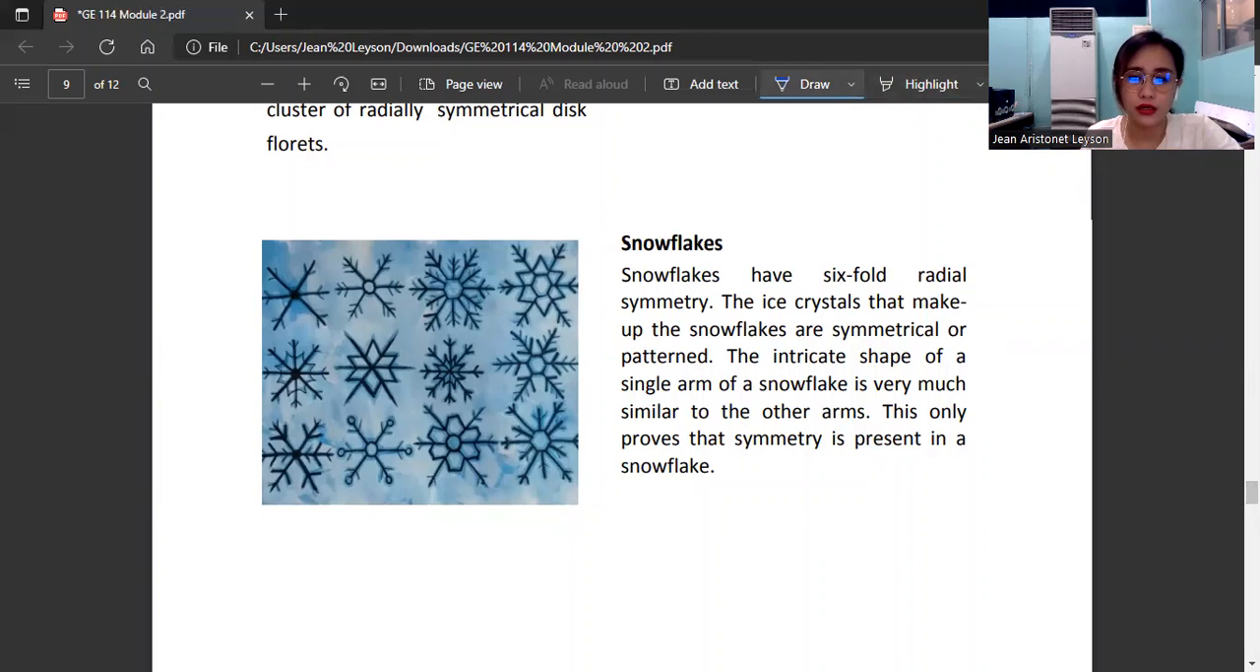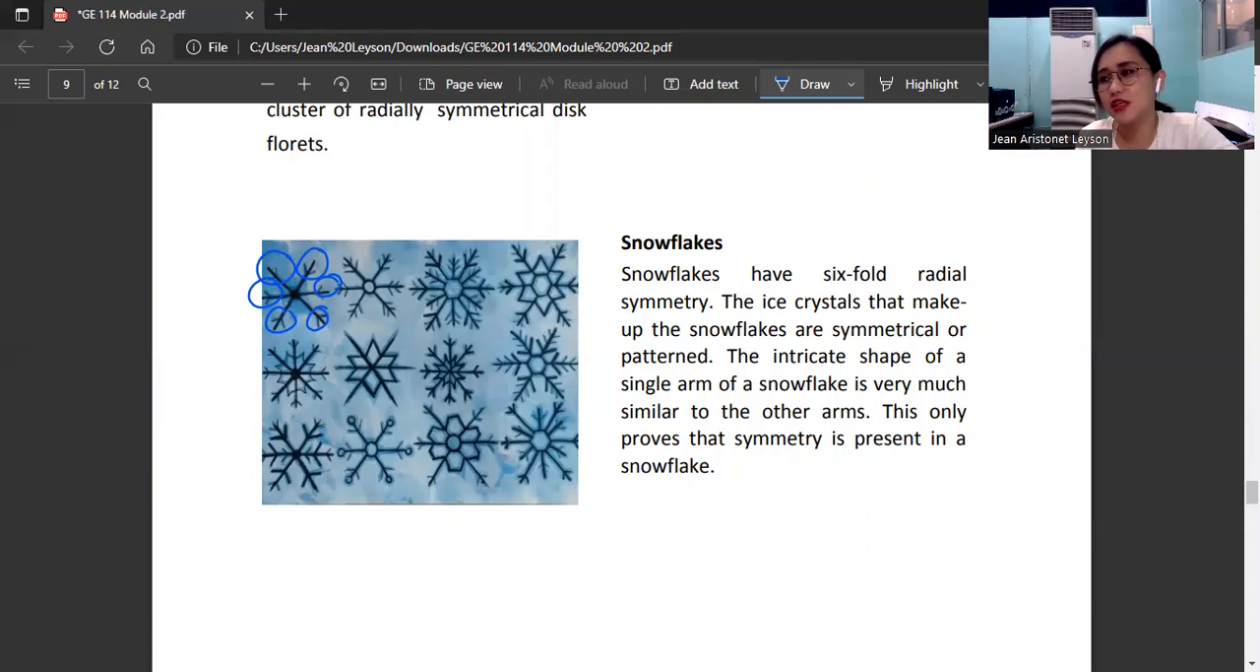So the snowflake's pattern is radial, meaning circular, and it is 6-fold. So it can be divided into 6 equal parts, just like this one: 1, 2, 3, 4, 5, 6. Whatever is on one part will be the same with the other remaining parts.